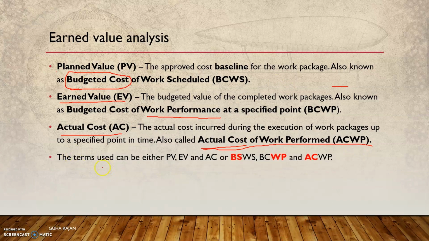So that is what is used, either PV, EV, AC, or BCWS, BCWP and ACWP. I've just highlighted this to indicate planned value is budget, earned value is work performed, and actual cost is actual cost of work performed. Because when you take up any of the certification programs, these could be interchanged, just to create some kind of confusion in the minds of the reader.